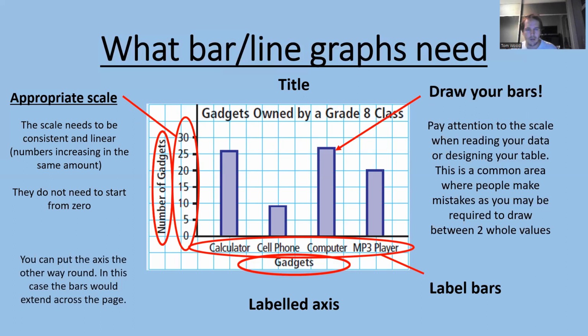Just so people are aware as well, this is how we tend to see graphs. If you're worried about which way round it goes, if I put the numbers going up here, I know that my bars are going to extend upwards. I tend to have more space up the page than I do across the page. With that being said, if you were to plot this the other way round and you had the gadgets on the left and the numbers on the bottom going across, you'd still get all the marks. It's just your graph is going to go horizontally instead of vertically.